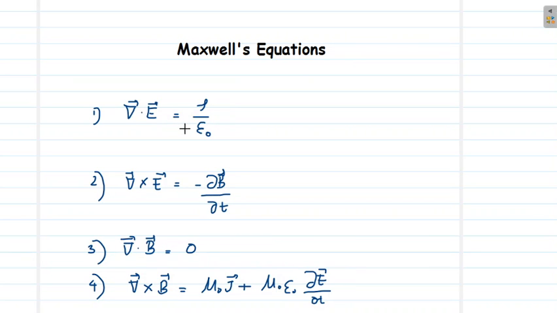So the first equation gives how an electric field is produced by charges. Then the second equation implies how an electric field is developed by changes in magnetic field. Then the third equation implies that magnetic monopoles do not exist, or that magnetic fields always form closed loops. And the fourth equation implies that either a current or a change in electric field can generate magnetic fields.